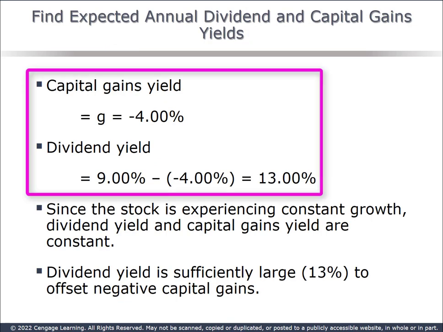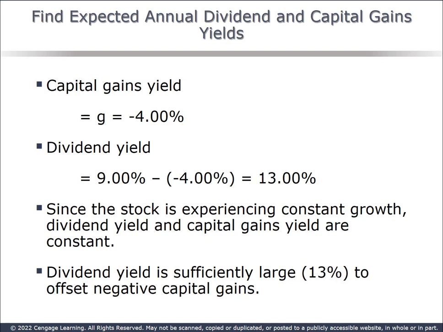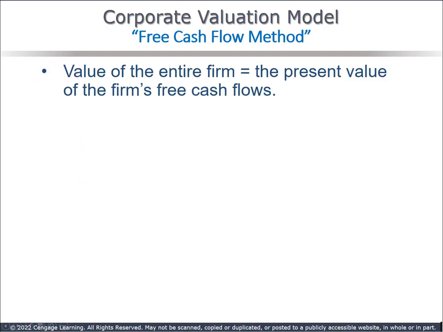Again, capital gains yield is found in the same way. G is negative, but it's still constant, which means dividend yield makes up for it by being 13%, and is sufficiently large to offset the negative capital gains.